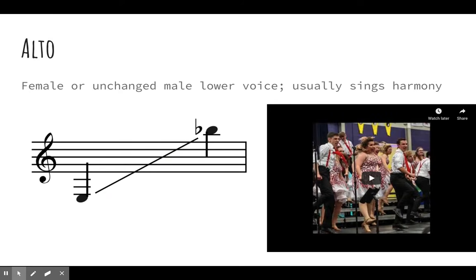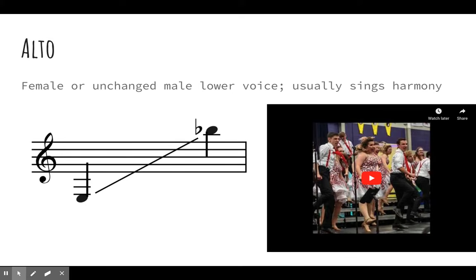Altos are the next. They are right below sopranos. You can see we have this nice low E, which most middle school altos do not have. We're lucky if we get a G out of middle school altos, really. And then it's going to go all the way up to a B flat, and usually in middle school we're looking at more of an A. But as your voice develops, it will get all of these, especially once it settles.